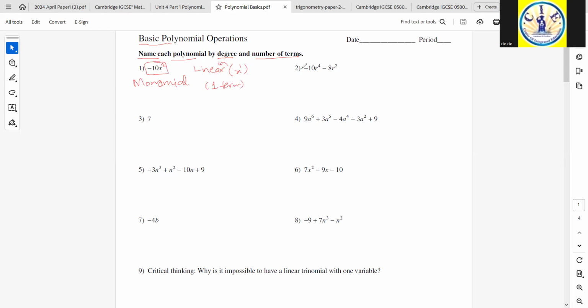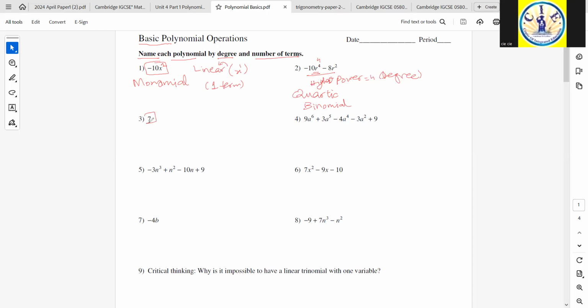Now for question number 2, you see the highest power of the variable is 4. Highest power is 4. This is also known as the degree. Degree is 4. So that's why it is quartic. And now it has got two terms. So that's why it is binomial. So it is binomial quartic or quartic binomial.